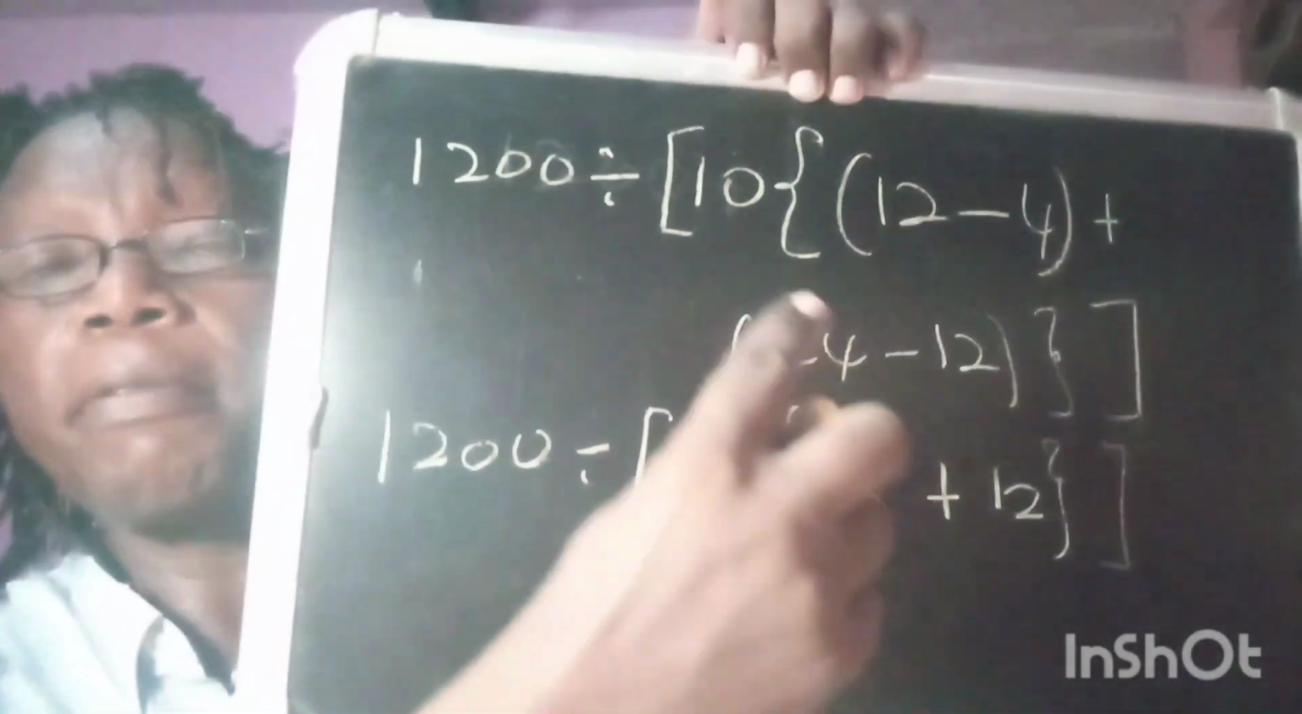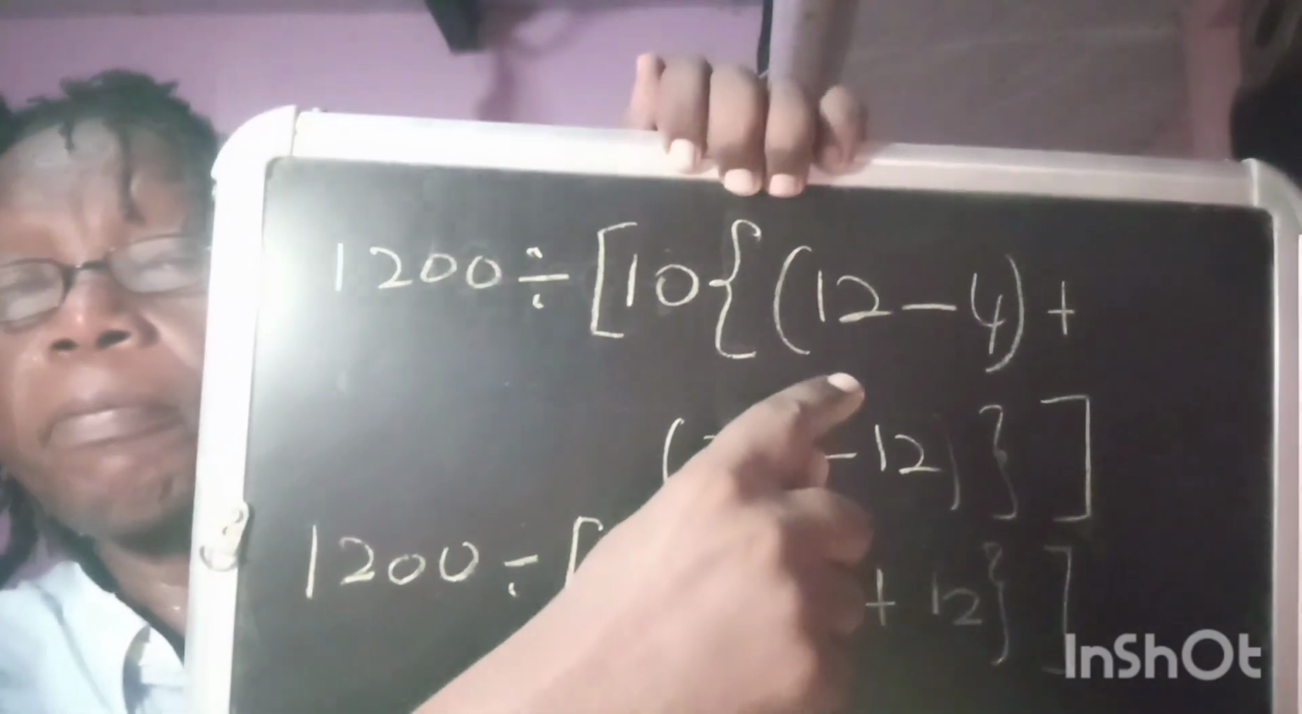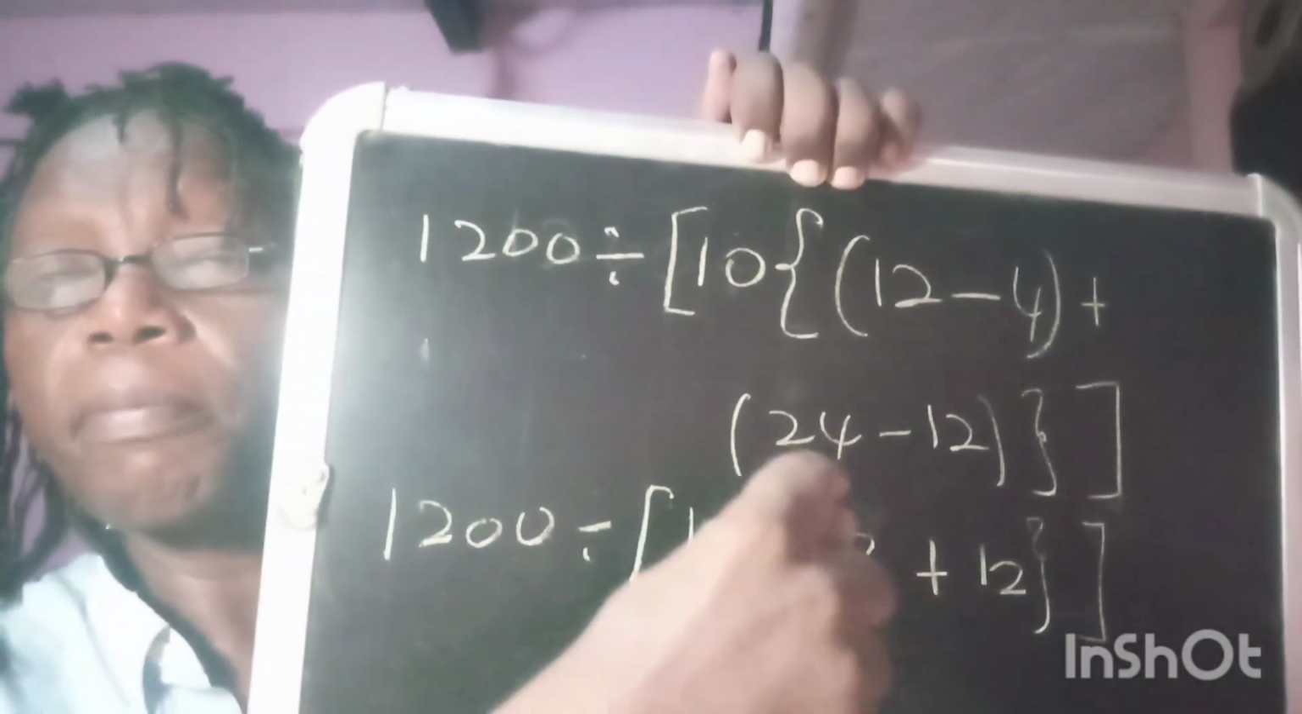So let's see, 12 minus 4. So let's come down. We have 1200 divided by, we have square bracket. I'm gonna show you, don't worry. And we're gonna have 8 plus 12. Okay, square brackets. So you see what I've done, I've eliminated parentheses because I solved parentheses as a first priority in the order of brackets.